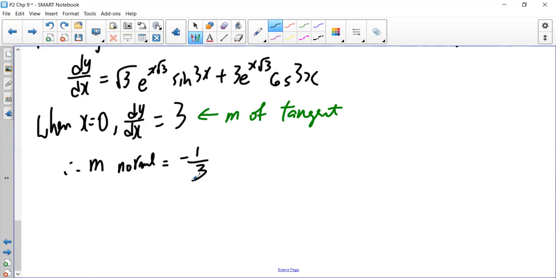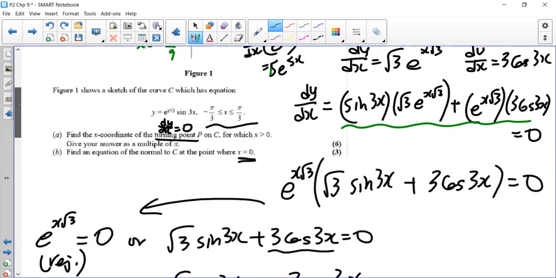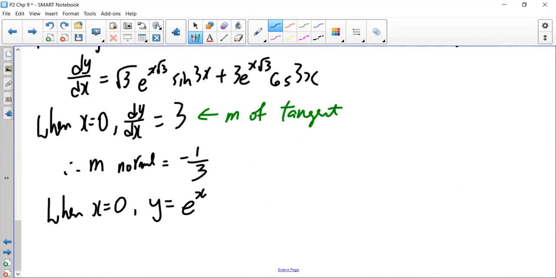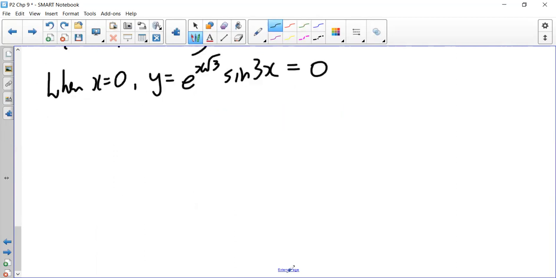The next thing we need is a point. When x is 0, to find y, we plug into y equals e to the power x root 3 sine 3x. Put it in a calculator, you get 0 as well. So we've got a point, we've got a gradient. Now we can use the equation, y minus y1 equals m times x minus x1.